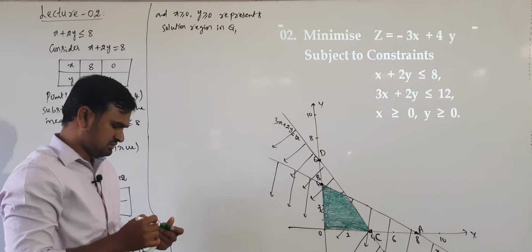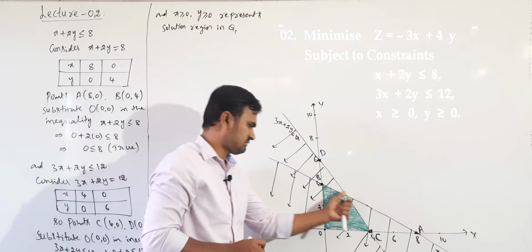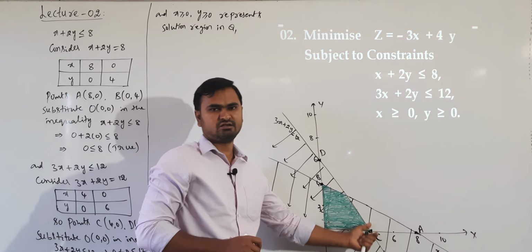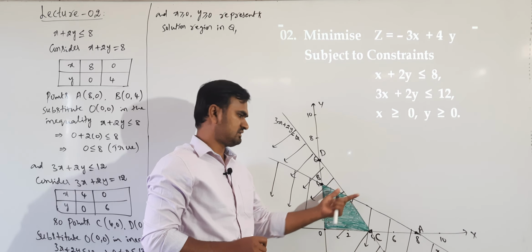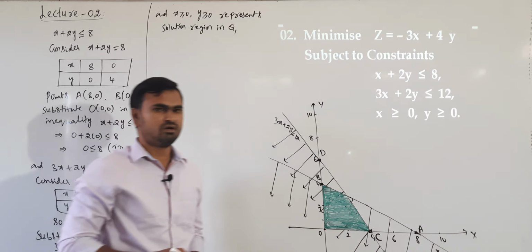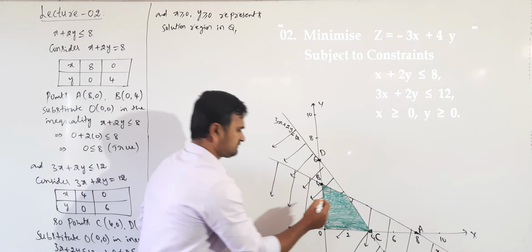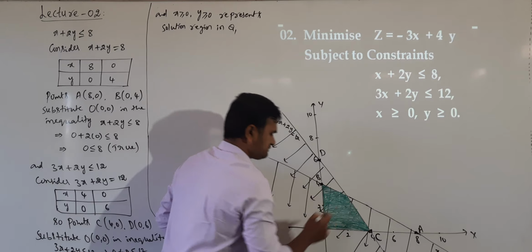Right. So the region marked in green ink here is the feasible region, the region which is common to all the inequalities given. Understand?